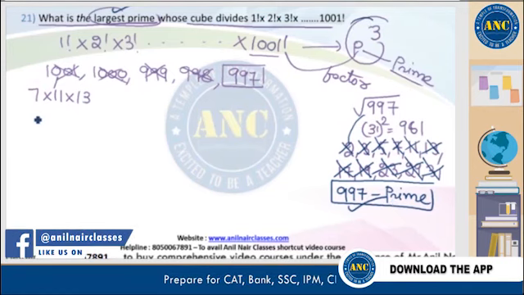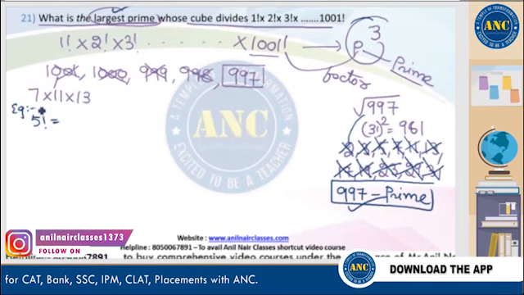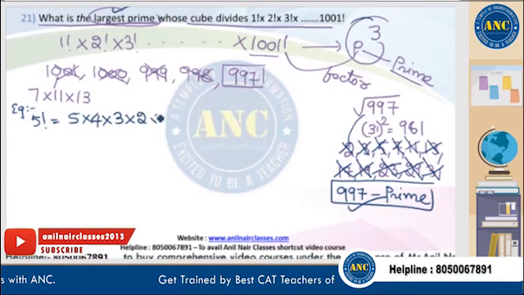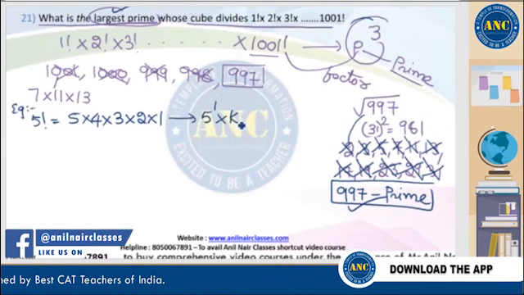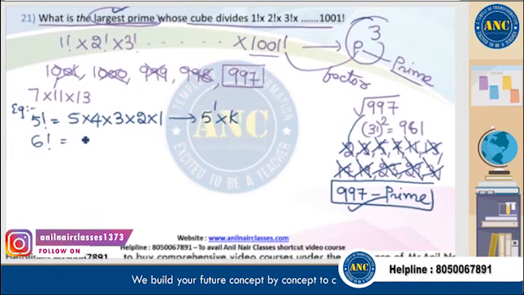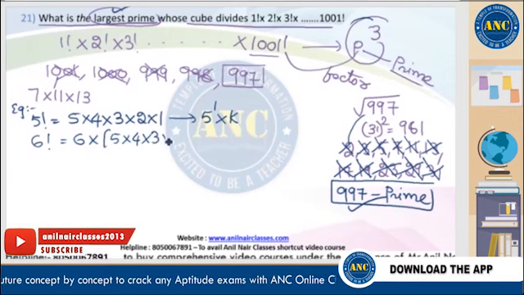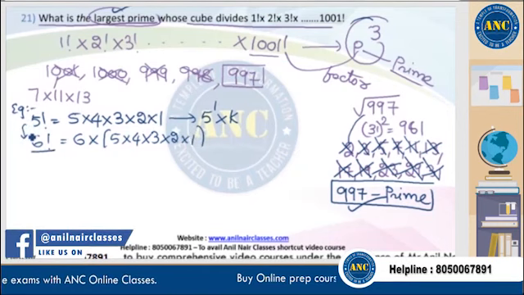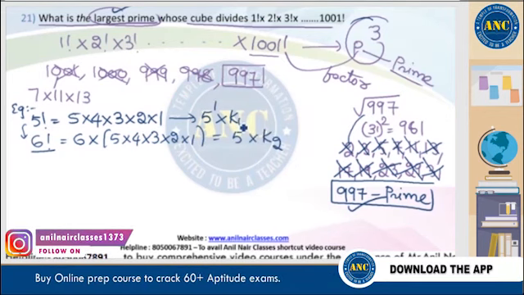Now see here. 5 factorial, for example, is 5 into 4 into 3 into 2 into 1. Can I say 5 factorial contains 5 power 1 into k? Are you there with me? 6 factorial is 6 into 5 power 1 into 4 into 3 into 2 into 1. Can I say, for the number just greater than 5, 6 factorial also contains 5 power 1 into some other number? Are you all with me?